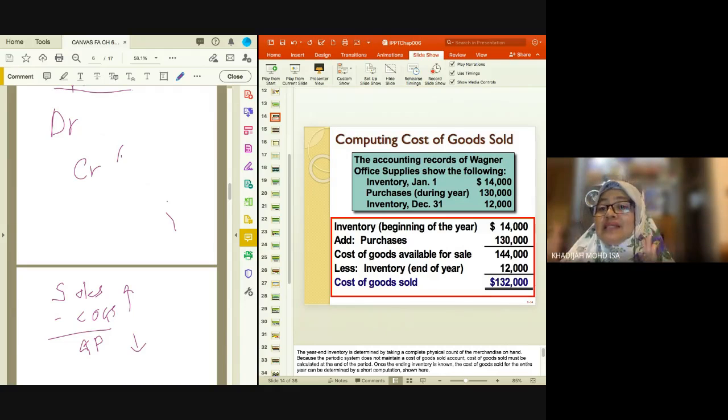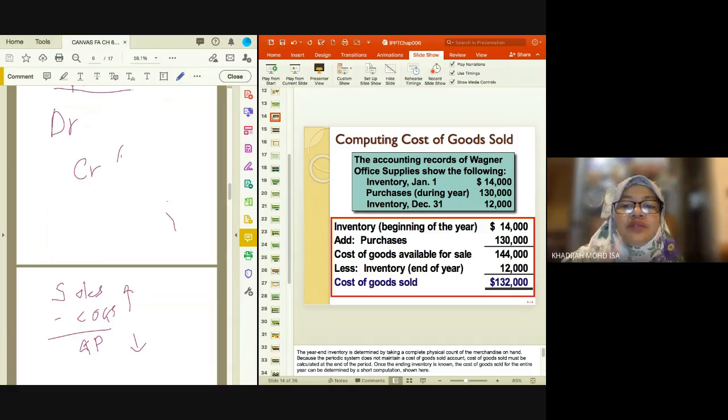And remember that this is periodic, all right? You do not actually monitor your inventory from day to day. So that's how you have to do the stock take at the end. Then you know, okay, at the end of the year, I only have 12,000. So it means that the difference between goods available for sale and the closing balance is my COGS.